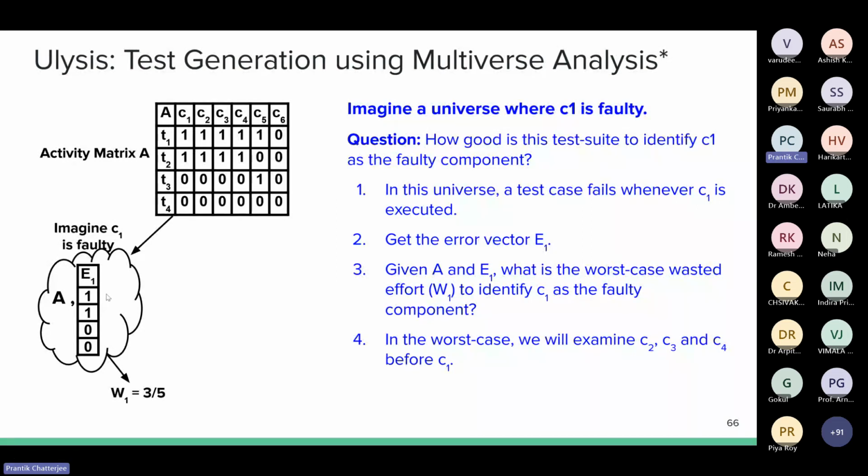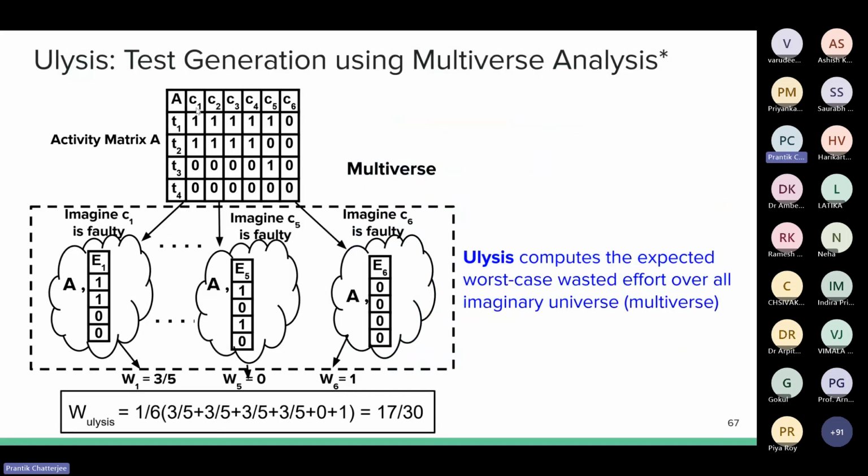Now, since you have an imaginary error vector, you can also compute your wasted effort. Given an error vector, you can compute the OCI score for all 6 components. Since you know that C1 is your actual buggy component, you can see what your wasted effort will be if you try to identify C1 as the buggy component. After some computation, you will see that your wasted effort in your imaginary universe is 3/5.